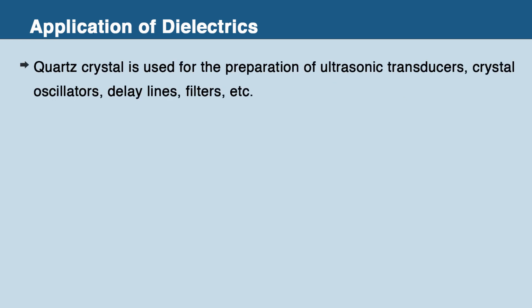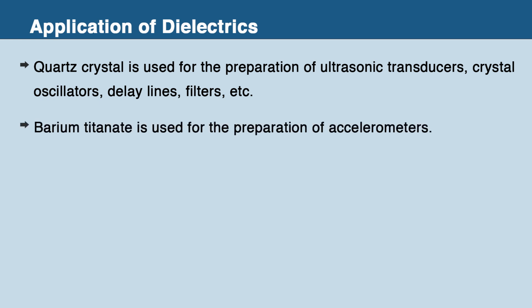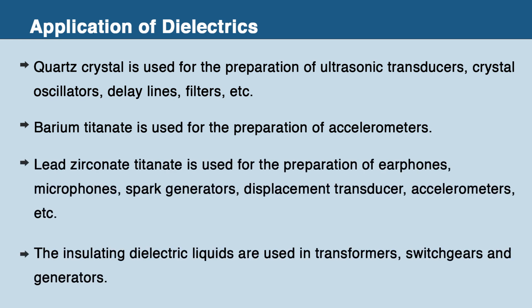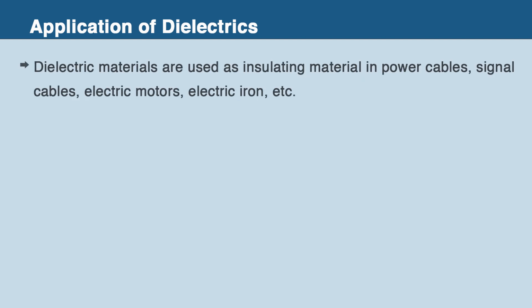Some other applications of dielectrics: quartz crystal. Quartz crystal is used for preparation of ultrasonic transducers, crystal oscillators, etc. We use barium titanate for preparation of accelerometers. Insulating dielectric liquids are used in switch gears. So, dielectric materials are used as insulating material in power cables, signal cables, electric motors and other electric devices.